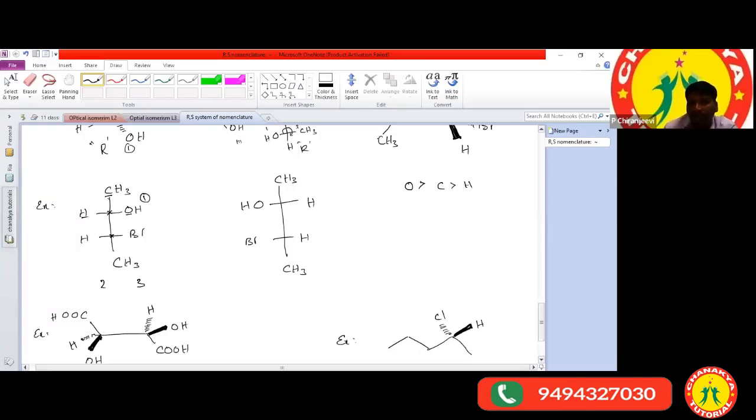Second priority we have to give to the carbon. But here a methyl group is there. At the same time, the other carbon is attached with the bromine. That means one carbon is attached with hydrogen, another carbon is attached with bromine. In these two, for which one can we give the first priority? In CH and CBr.